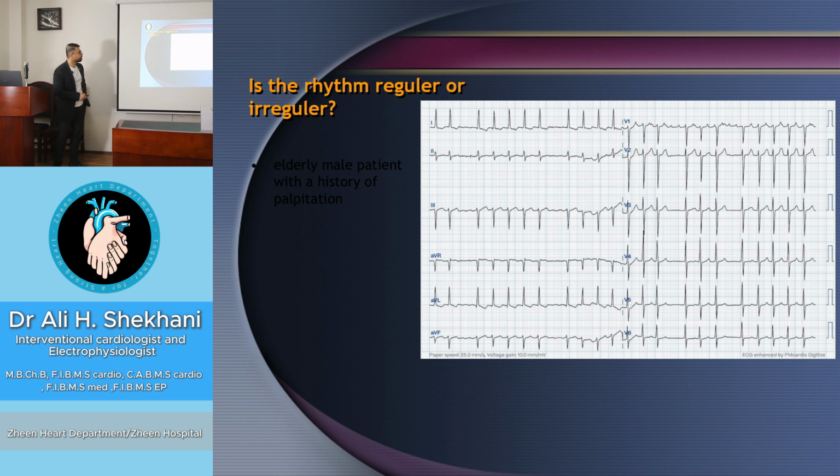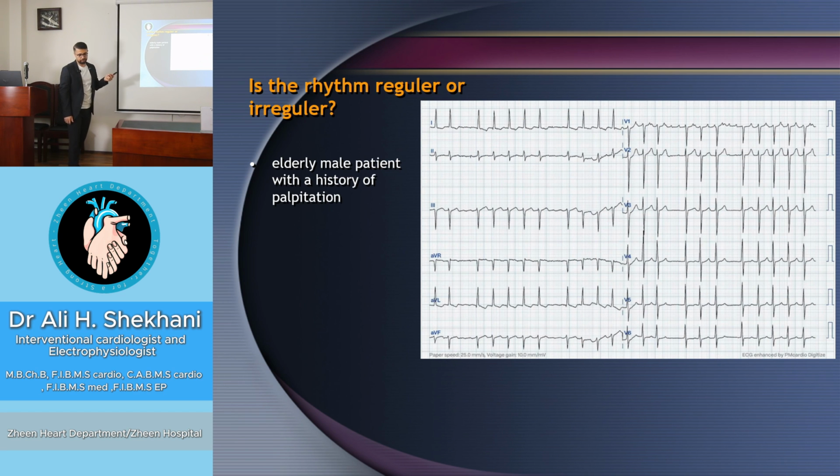This ECG, irregular. And is there any P wave? From the first look, it is difficult to see any P wave. But on close observation, you can see in V1 there is P wave, 3 to 2 P waves for 1 QRS. This is an atrial tachycardia with variable AV block.